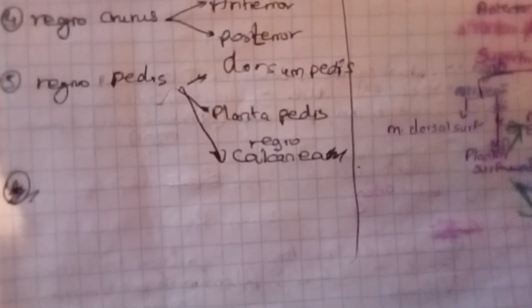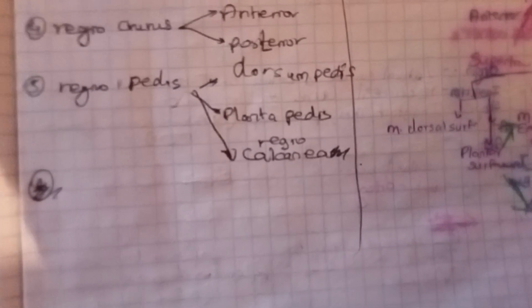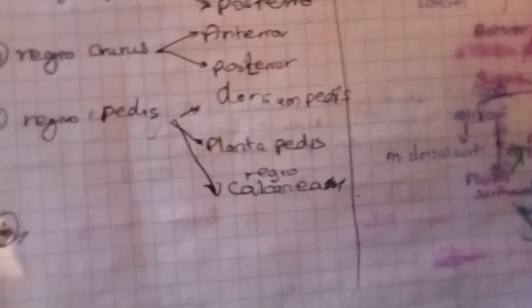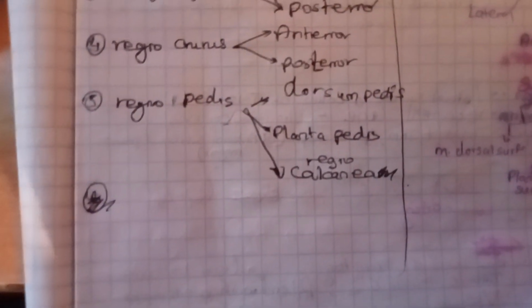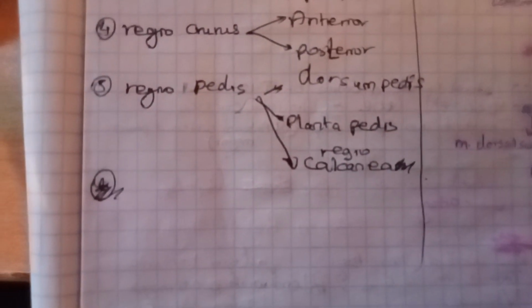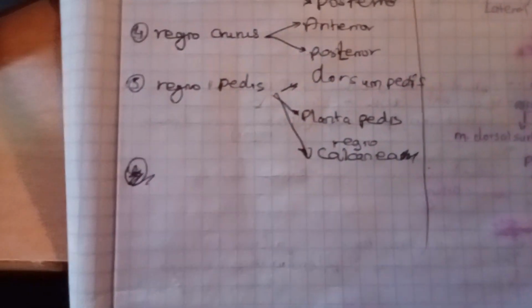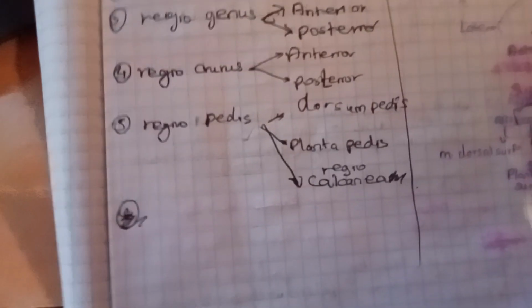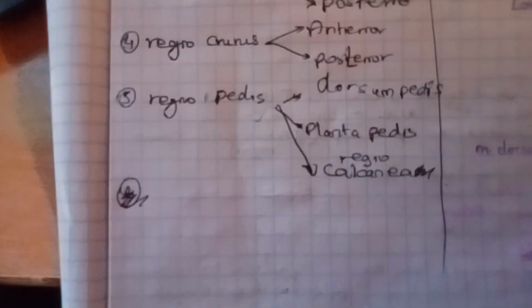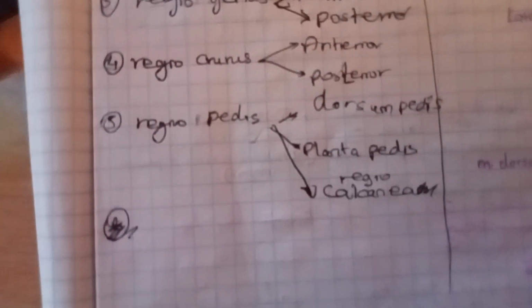So in the regio pedis there is the dorsum pedis, the plantar pedis, and the regio calcaneae. And the regio calcaneae, as you see in the name, the calcaneus bone is related to it. So the regio calcaneae is the region of the calcaneus bone, meaning the posterior side of the regio pedis.